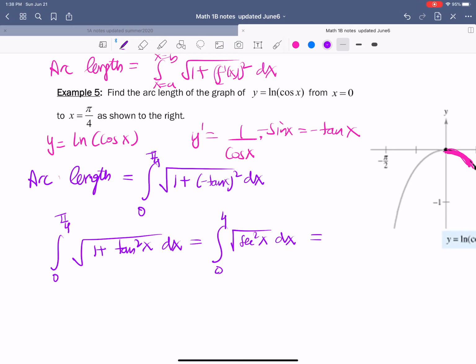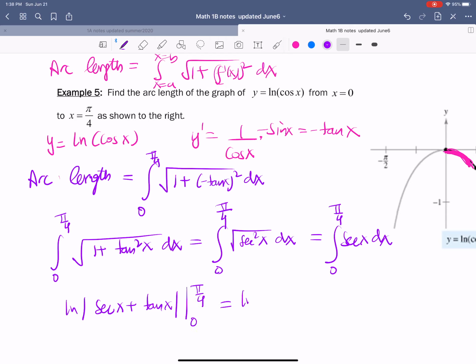And the square root and square will cancel. This is 0 to pi over 4 of secant x dx. The integral of secant x is equal to natural log of secant x plus tangent x, going with the bounds from 0 to pi over 4. So we have natural log of secant pi over 4 plus tangent pi over 4, minus natural log of secant 0 plus tangent 0.